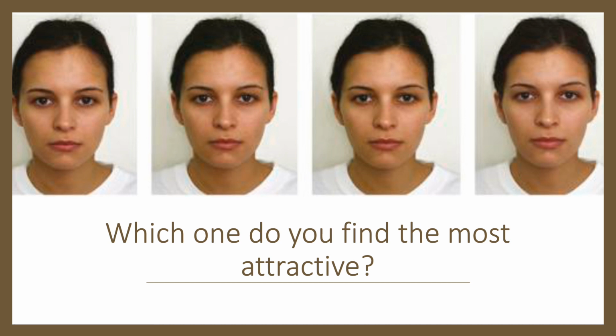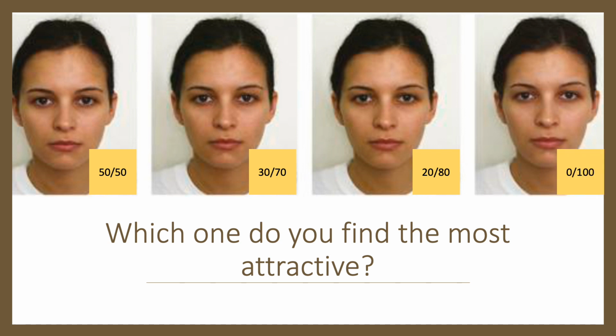So these faces were made by morphing an adult woman's face with an average child's face, obviously on the computer and not in real life. So the average child's face was made by merging 4 photos of children, and then that average was then morphed to this woman's face. This face is 50% child, 50% adult. This one is 30% child, 70% adult. This one's only 20% child, and then this one is just 100% adult.